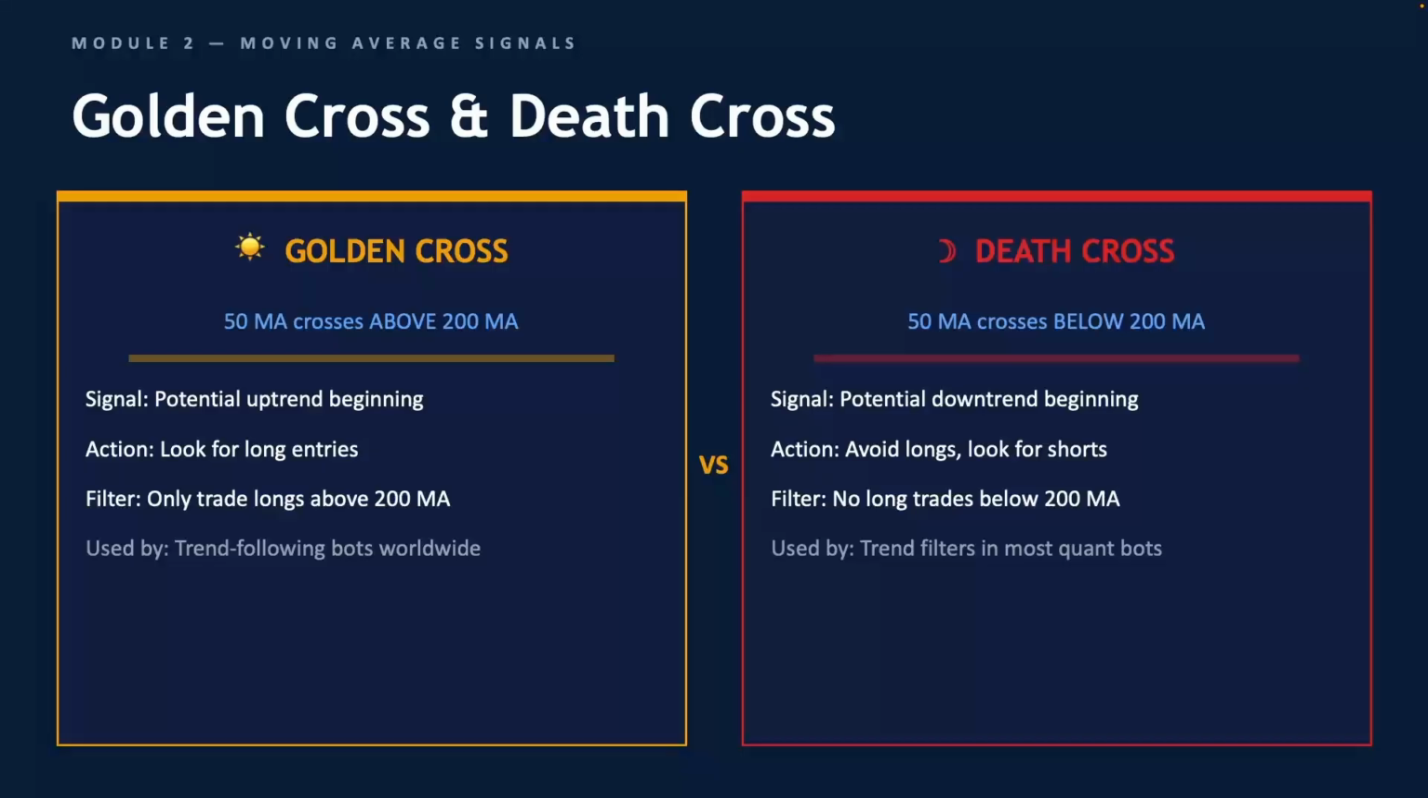The most famous moving average signal is the crossover. When the 50-day moving average crosses above the 200-day moving average, called the golden cross, it signals a potential uptrend. When it crosses below, the death cross, it signals a downtrend. These are used by quant systems as trend filters. Only take long trades when price is above the EMA. Only take shorts when it's below.